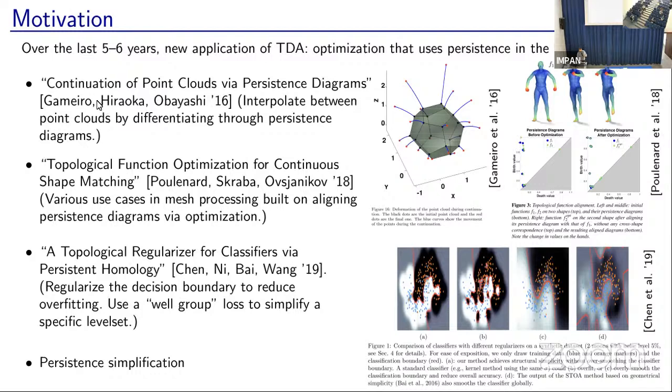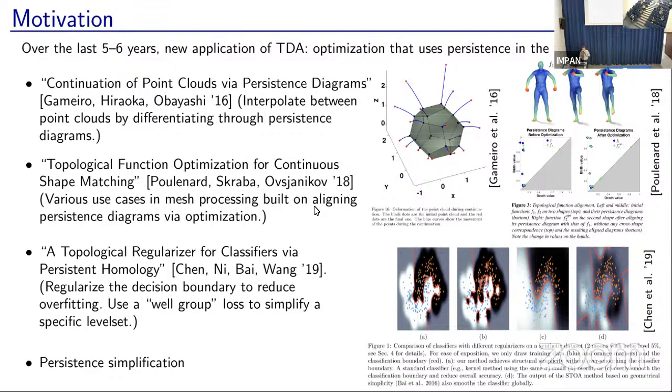independently. The first one was from 2016 by Gameiro, Hiraoka, and Obayashi. They interpolate between point clouds by taking the persistence diagram of one point cloud and of another, moving the points in the diagram from one to the other, and then backpropagating this to the data, to interpolate in the point cloud. Another approach came from Poulenard, Skraba, and Ovsjanikov, where they solve lots of geometry processing tasks, manipulating meshes by doing the same kind of backpropagation.